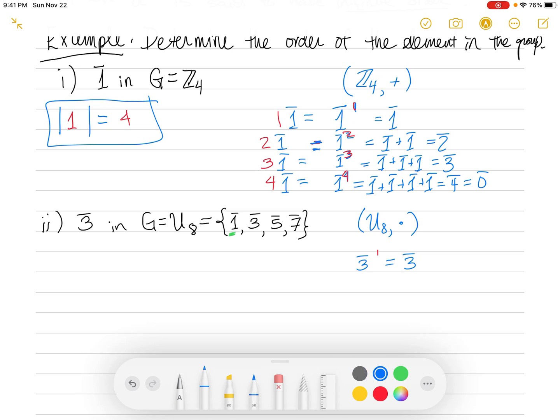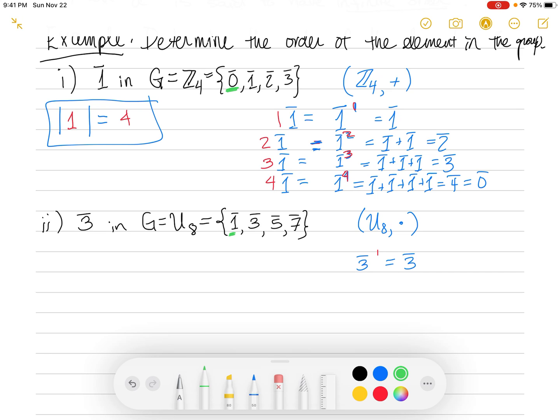Under Z4, let me go right down here for Z4. Z4 was just 0 bar, 1 bar, 2 bar, 3 bar. And this was the identity right here, 0 bar. Underline that. Okay, so going back to U8 now.